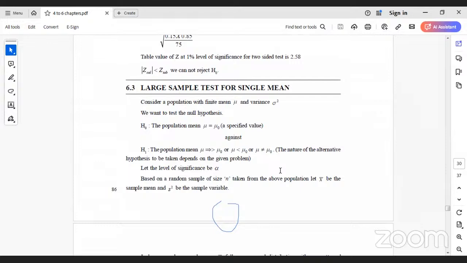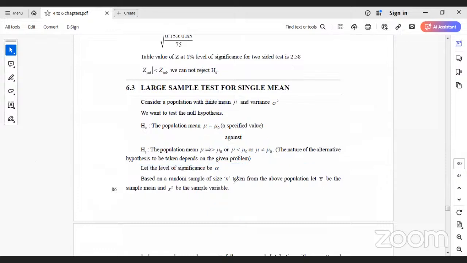Consider a population with finite mean mu and variance sigma square. We want to test the null hypothesis H0: the population mean mu is equal to mu naught, a specified value, against the alternative that mu is greater than mu naught, mu less than mu naught, or mu not equal to mu naught. The alternative can be greater than, less than, or not equal to, since the null is equality. The nature of the alternative hypothesis depends upon the given problem.